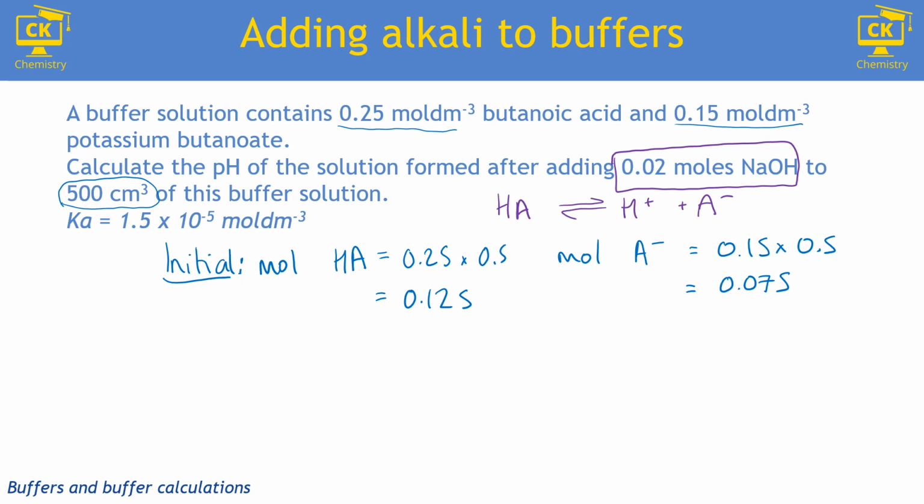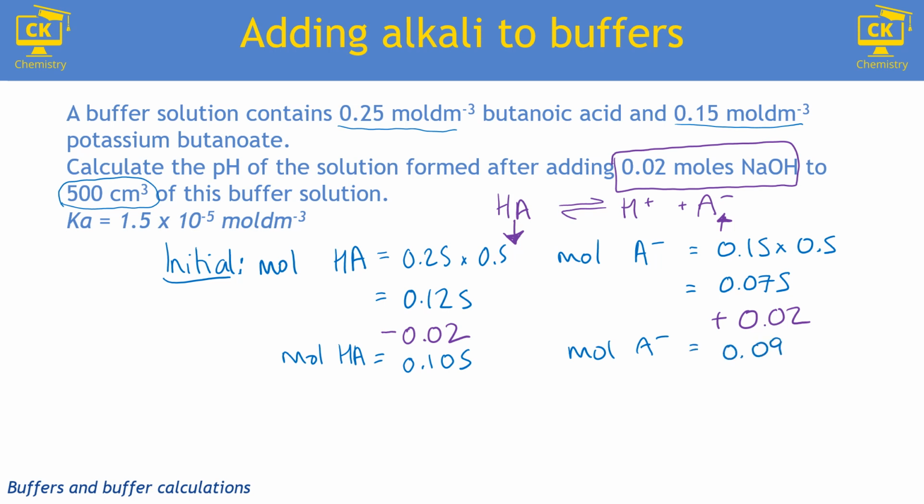Either way, the upshot is, doesn't matter how you visualize it, because it's all just happening at the same time, that HA will go down because I'm adding alkali, and the salt will go up because I'm making more salt. The change, therefore, for HA will be minus 0.02 this time, and for A minus will be adding 0.02. So the new moles, the final moles in the solution for HA will be 0.105, and for A minus will be 0.095.